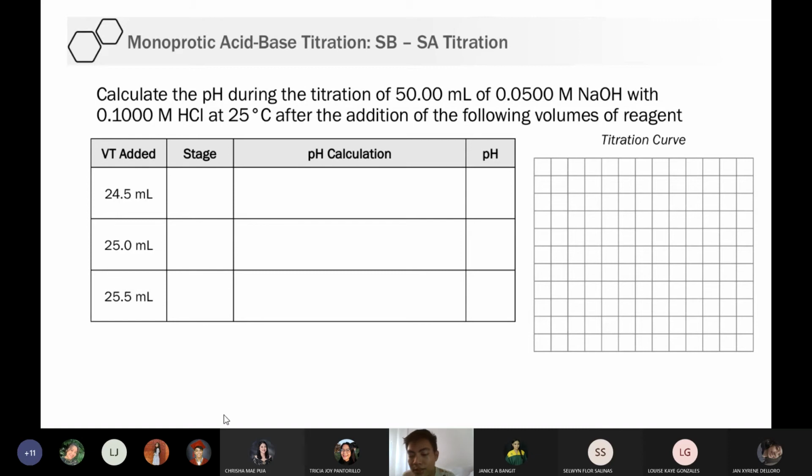Okay, so let's try this one. Calculate the pH during the titration of 50 ml of 0.05 molar sodium hydroxide with 0.1 molar HCl at 25 degrees Celsius after the addition of the following volumes of the reagent. Ito yung volume, hanapin yung stage, hanapin yung corresponding pH equations, and i-graph natin. Okay?